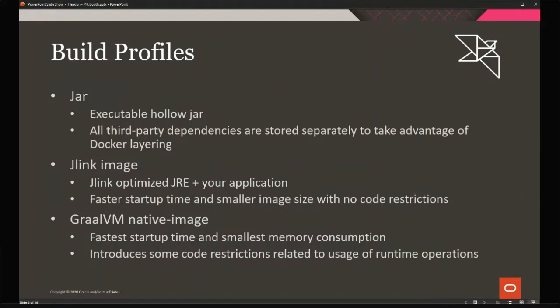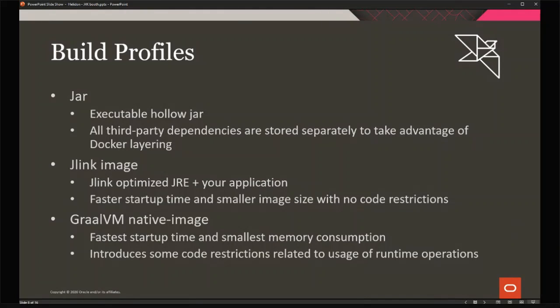The second profile is JLink. It's new in Helidon 2.0. If you don't know, JLink was introduced in Java 9. It's used to create a Java runtime environment which has only functionality used by your application. So everything else is not included there. It makes the overall image size smaller. It also optimizes your application startup time, so it starts a little faster. And what's important, this profile doesn't introduce any restrictions to your application.